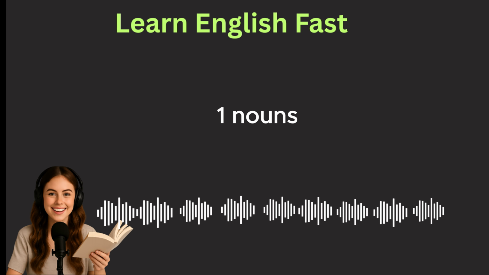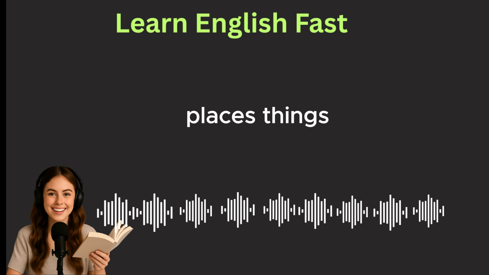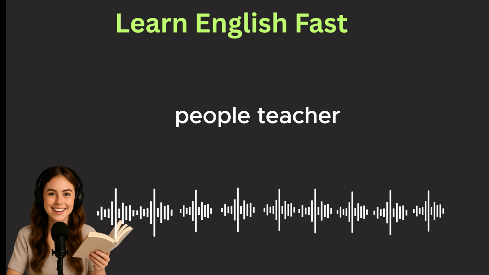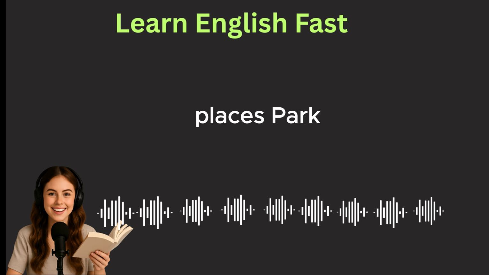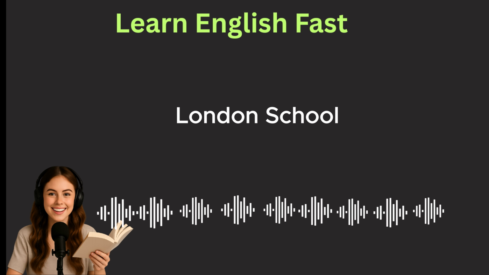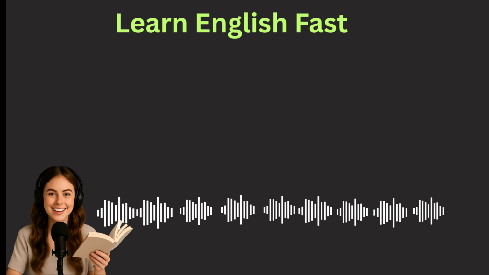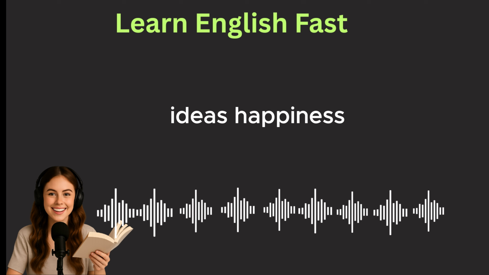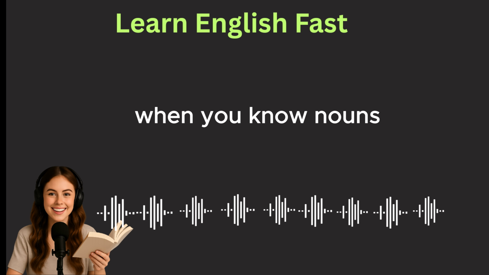1. Nouns. Nouns are names of people, places, things, or ideas. For example, people, teacher, Sarah, doctor. Places, park, London, school. Things, book, phone, table. Ideas, happiness, freedom, love.